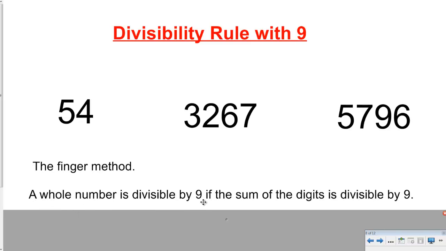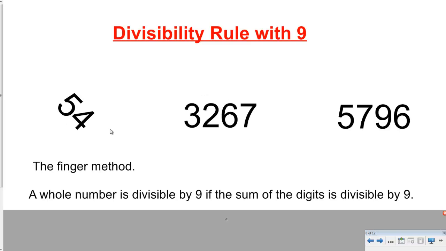The whole number is divisible by 9 if the sum of the digits is divisible by 9. So we have to add up the digits and see if 9 goes into them. If we add them up, 7 and 6 is 13, 13 and 2 is 15, 15 and 3 is 18. Does 9 go into 18? Yes, it does. It stays on our list.